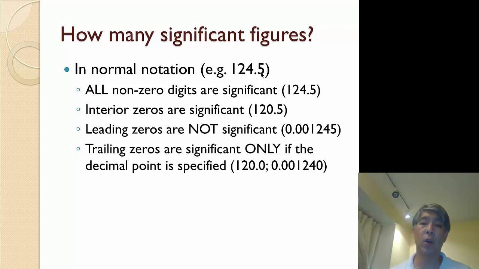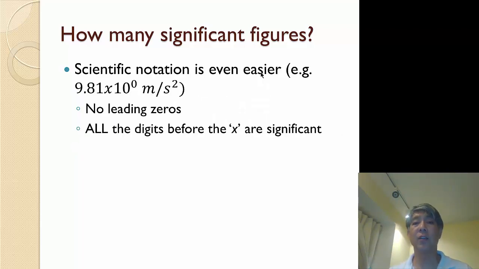So both of these numbers, 120.0, yes, the 0.0, there's a decimal point there, it's significant. And the trailing zero in 0.001240, that last 0 is also significant. So all of these numbers have 4 significant digits. It's important to note, however, that if the number was simply 120, no period, no decimal point, that would only have 2 significant digits. It's a lot easier when we use scientific notation.